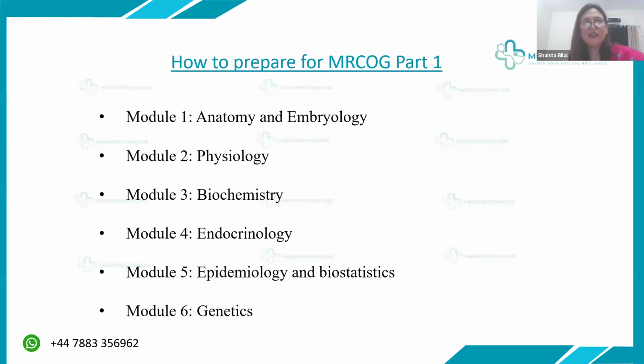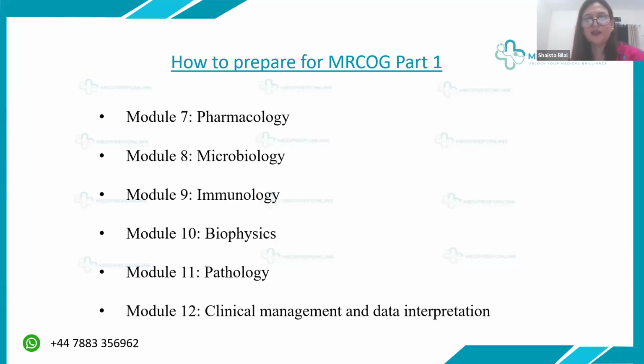The exam is of two parts, Part 1: A paper and B paper. This I will tell you later on. These are the modules. Module 1 is about anatomy and embryology. Module 2 is about physiology. Module 3 is about biochemistry. Module 4 is endocrinology. Module 5, epidemiology. Then module 6 is about genetics, pharmacology, microbiology, immunology, biophysics, pathology, clinical management, and data interpretation. It seems like the topics are difficult, but when we study, I will give you some brief explanation of how to cover these topics.